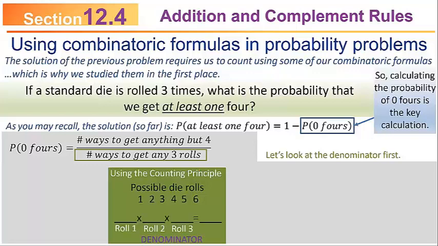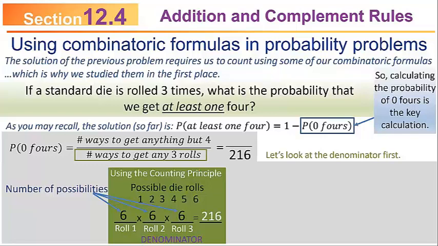You can look at how many ways you can get something for row 1, row 2, row 3. The counting principle says to multiply them together. So the number of possibilities for the first row, well, there are 6 possibilities. As for the second, there are still 6 possibilities, and for the third, there are still 6 possibilities. So the counting principle says the possible die rolls you can get when you roll 3 times is simply 6 times 6 times 6, which happens to be 216.